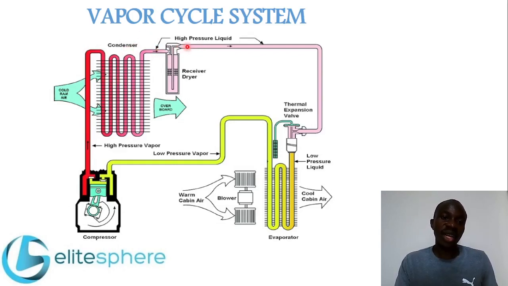As it comes out, it's a high pressure liquid. It goes to the receiver dryer where moisture is removed from the liquid, and then it goes through the thermal expansion valve where it is expanded, cooling it further and reducing the pressure. The regulation of the amount of liquid that goes to the evaporator takes place. Then the heat that comes from the cabin passes across the evaporator, and as it does, the refrigerant turns from liquid to vapor, and the cycle continues again and again. So this is all we had for you in this video.